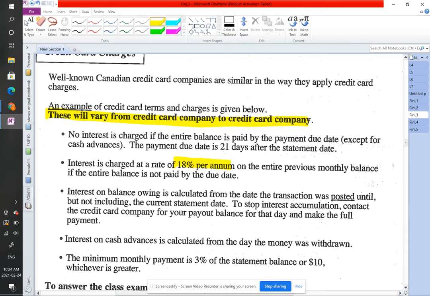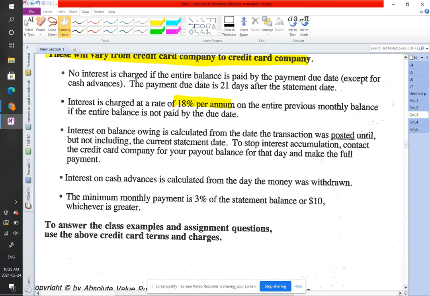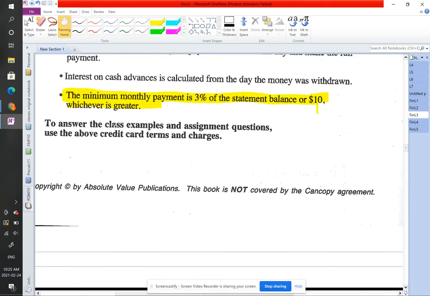It ranges from like 18 to 22. I think mine's 20, so something to be aware of. Interest on balance owing is calculated from the date the transaction was posted until, but not including, the current statement date. To stop interest accumulation, contact the credit card company for your payout balance for that day and make full payment. Basically, pay it all off if you can. The other important piece of information is the minimum monthly payment is 3% of your balance or $10, whichever is greater. So we are going to use the 3%, $10, and the 18% when we do credit card calculations going forward. Hopefully that makes sense.